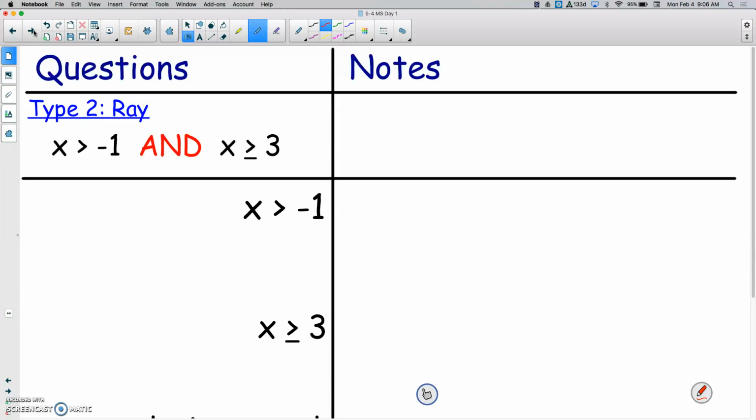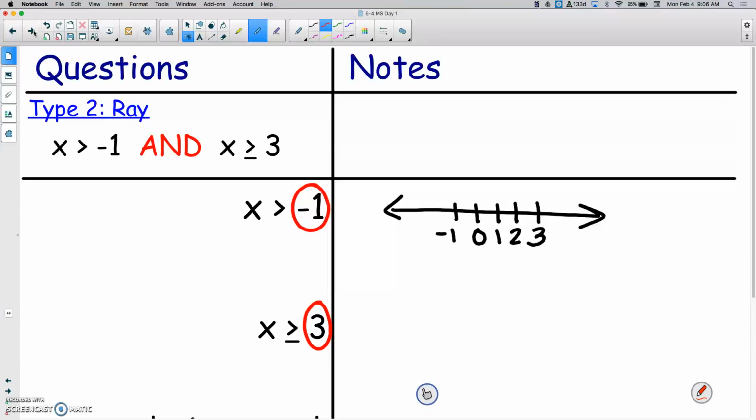All right, type 2 is called a ray. So I'm going to start by circling my numbers. This time I need -1 to 3. I'm drawing both of them and lining them up again.